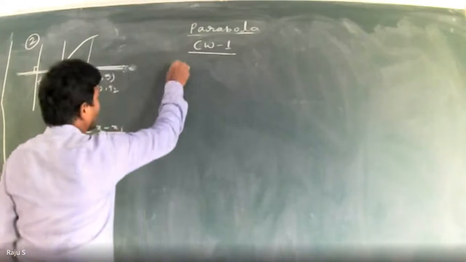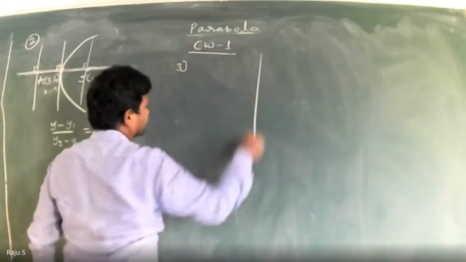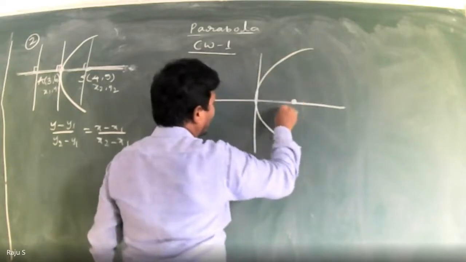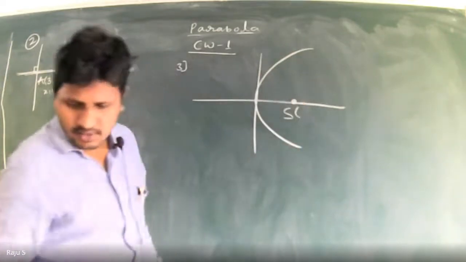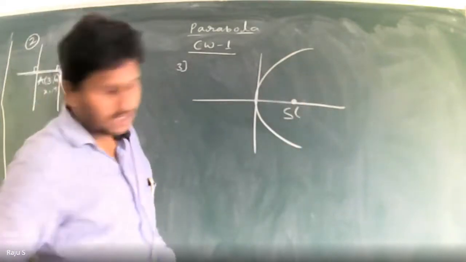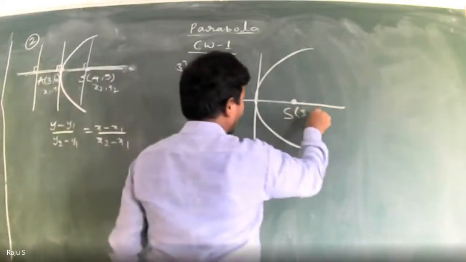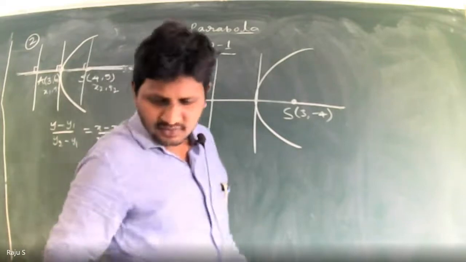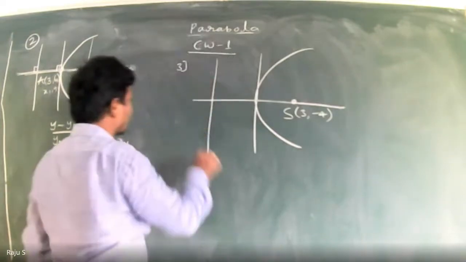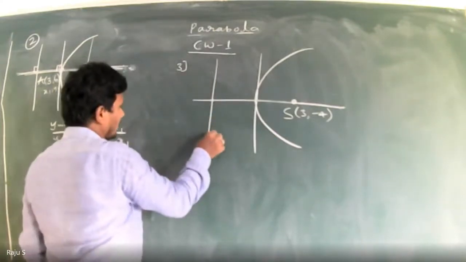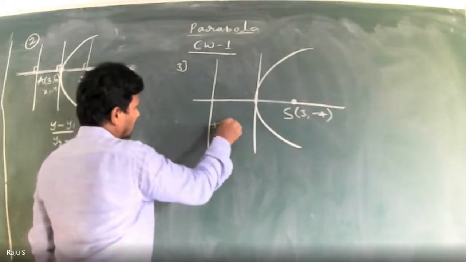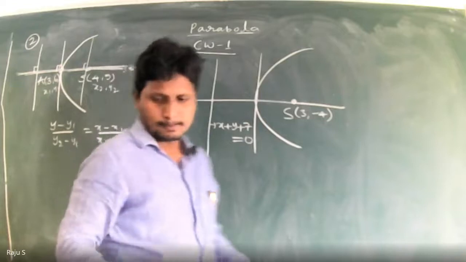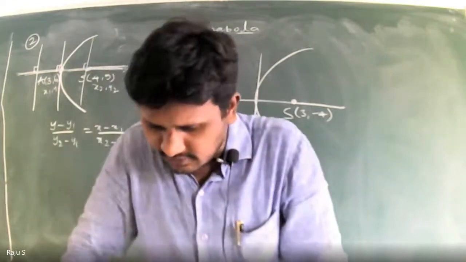The third question, observe here. They have given the focus S value. What is the S value they have given? 3 comma minus 4. And they have given the directrix equation, meaning the fixed line equation, x plus y plus 7. So this equation is x plus y plus 7 is equal to 0. Fine. Focus is given, directrix is given.